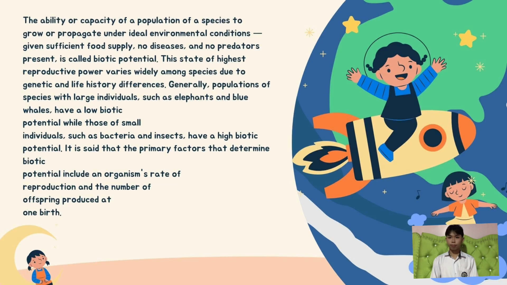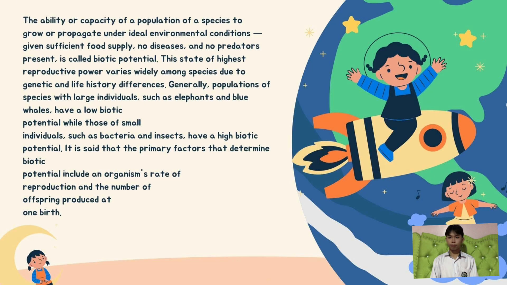The ability or capacity of a population of a species to grow or propagate under ideal environmental conditions, given sufficient food supply, no diseases, and no predators present, is called biotic potential. This state of highest reproductive power varies widely among species due to genetic and life history differences. Generally, populations of species with large individuals, such as elephants and blue whales, have a low biotic potential, while those of small individuals, such as bacteria and insects, have high biotic potential.